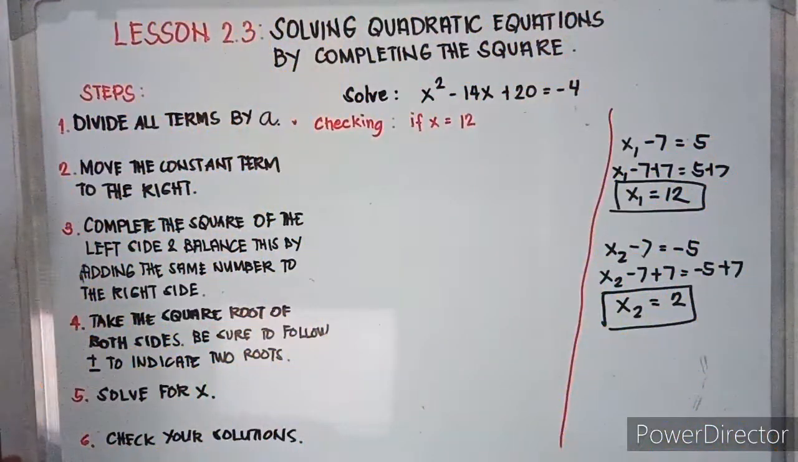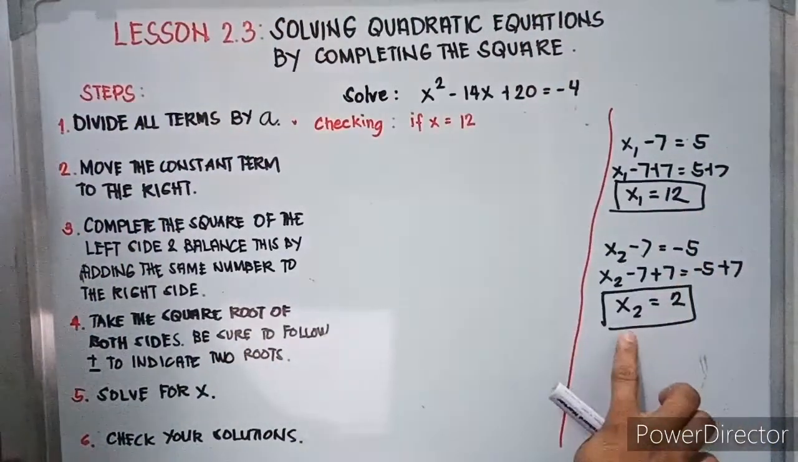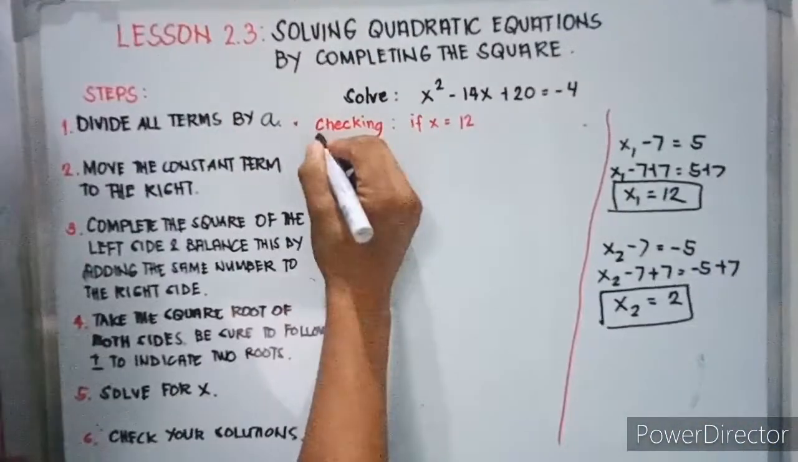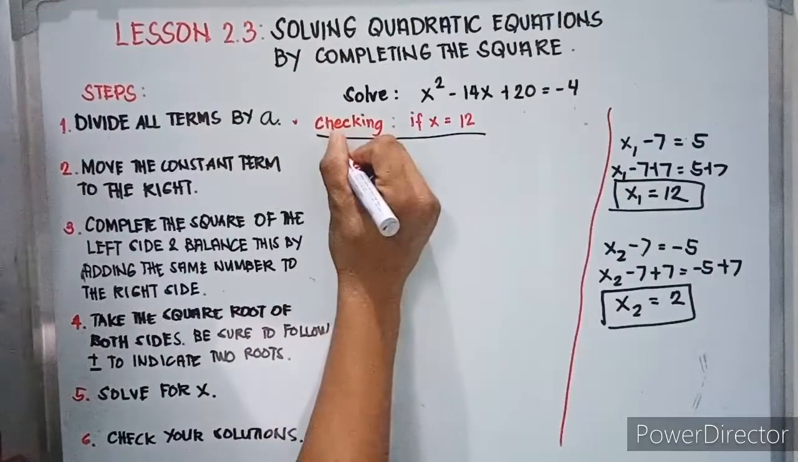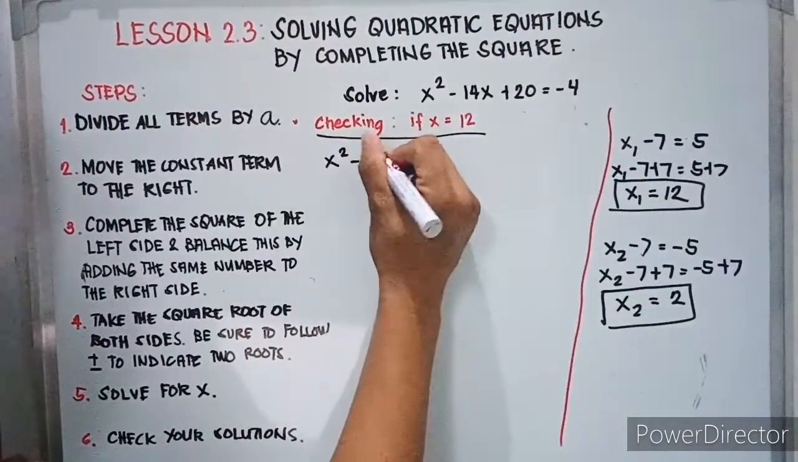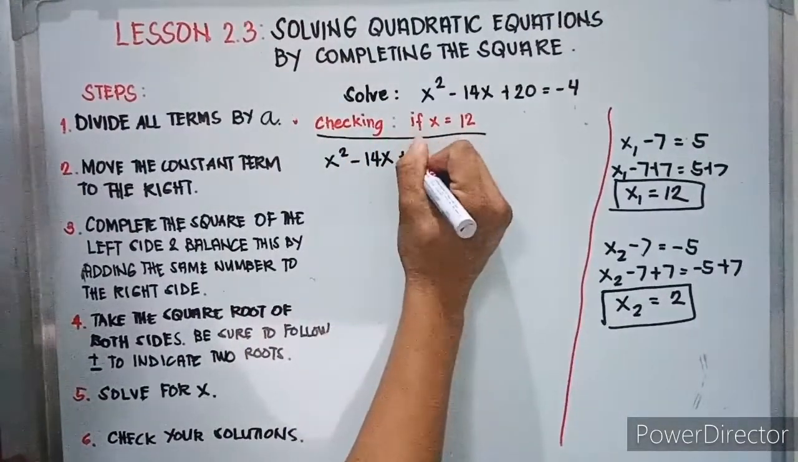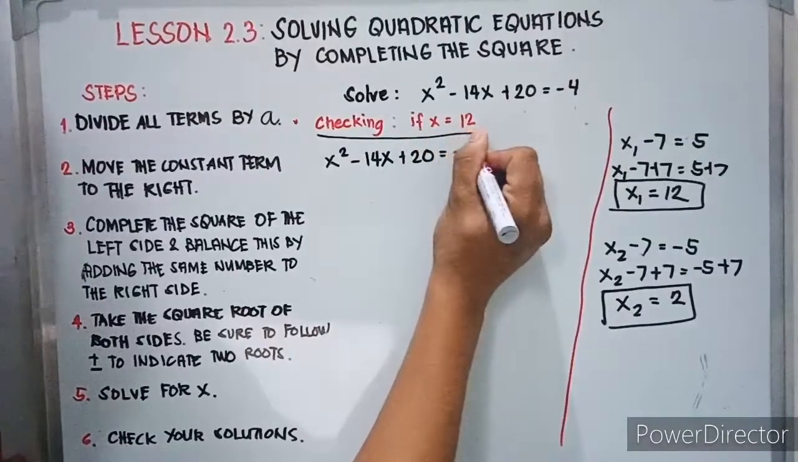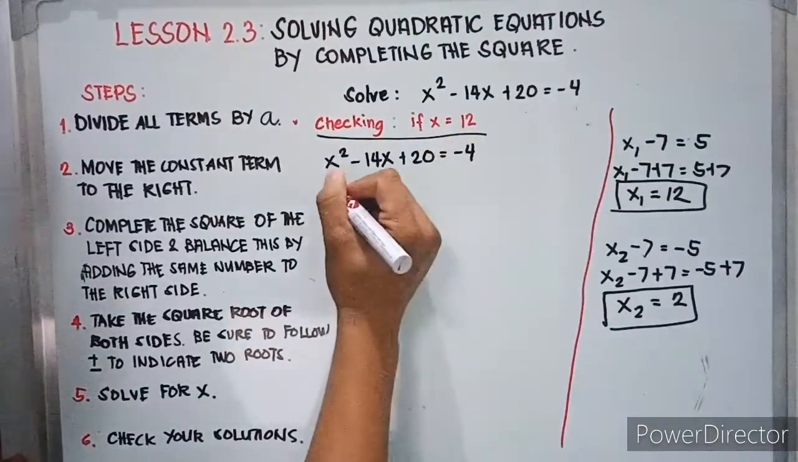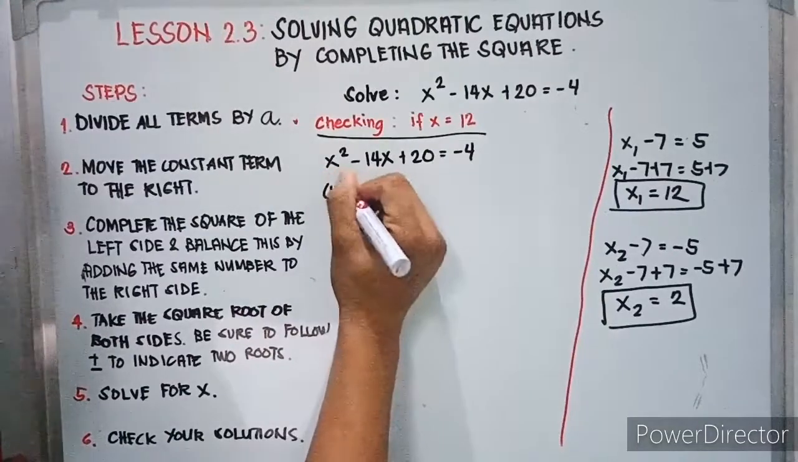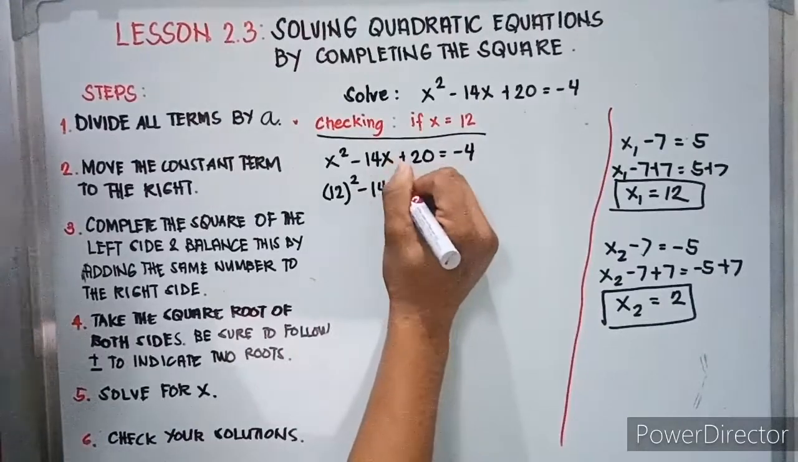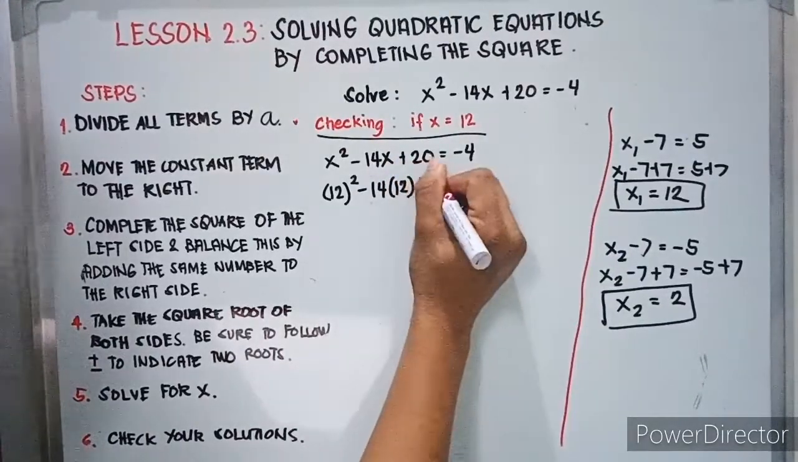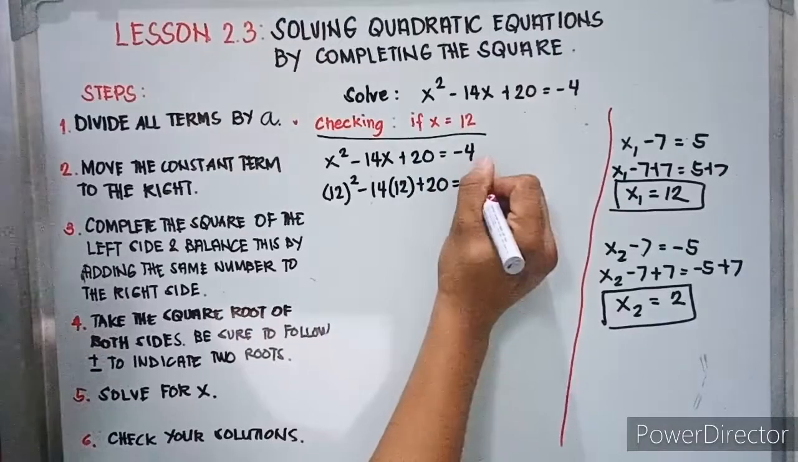For our checking, so x sub 1 is positive 12 and x sub 2 is positive 2. So checking if x equals positive 12. So again, we are going to use the original formula. X squared minus 14x plus 20 equals negative 4. So if x is positive 12, so we have 12 squared minus 14 times 12 plus 20 equals negative 4.